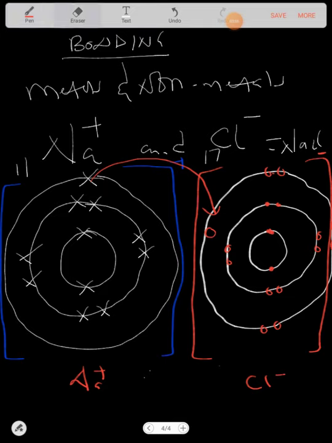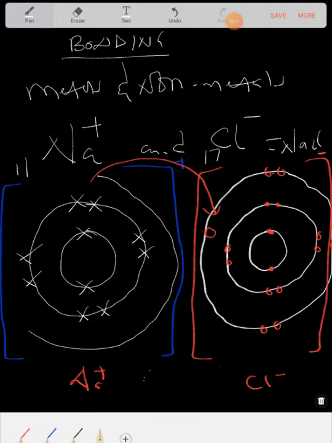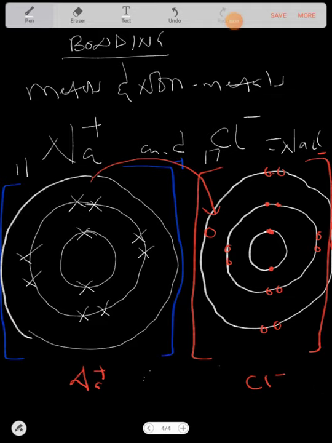Once that happens, sodium remains with no electron in the outer shell. And chlorine now has this additional electron. So that you can see that now we've remained with 8 in the outer shell, right? And here also we have 8. This is how the bonding is.